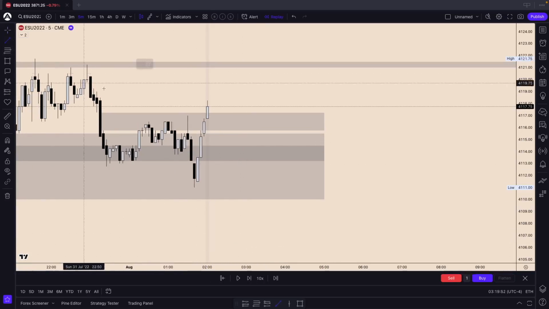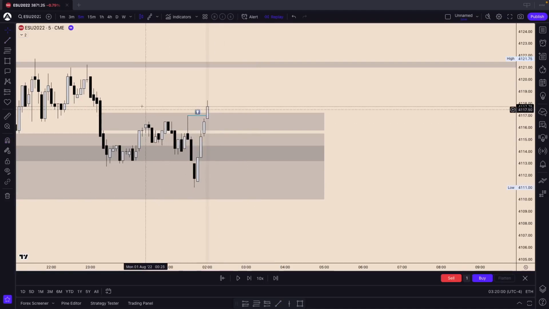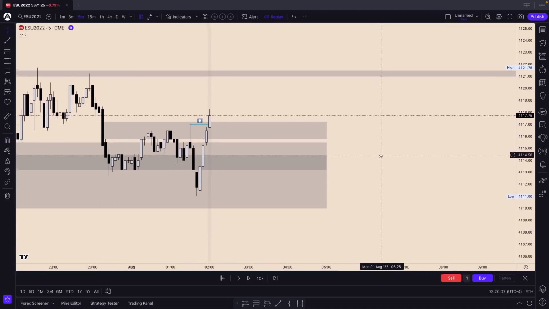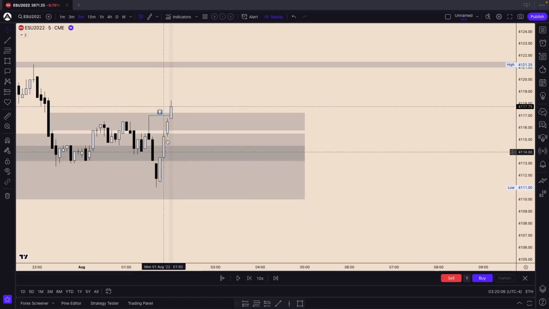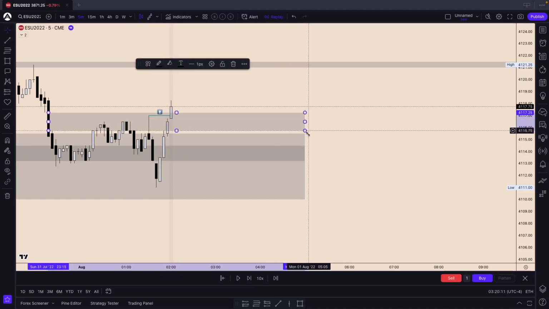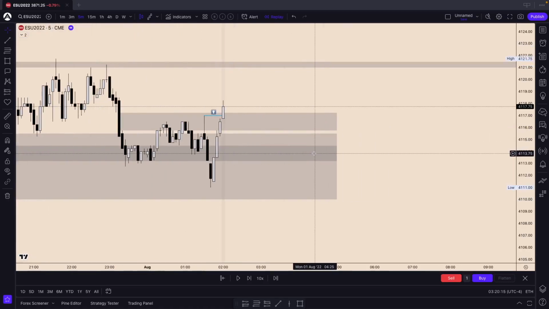Alright, so here we go. 2 AM. We already have a market structure shift to the upside. Market structure shift bullish. That's the first thing that I would put my attention towards. See this strong displacement with 2 volume imbalances. And this fair value gap is now an inversion. Same for this one, we would expect support here once again.